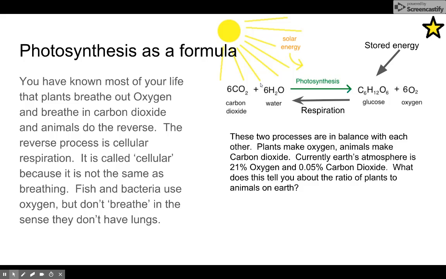Now, as a formula, in grade 10, they may expect you to learn this. Photosynthesis goes this way, respiration goes this way. I will not test you on that formula.